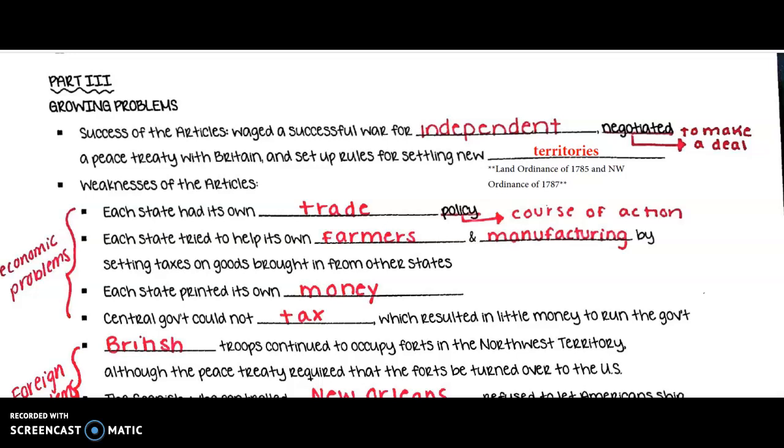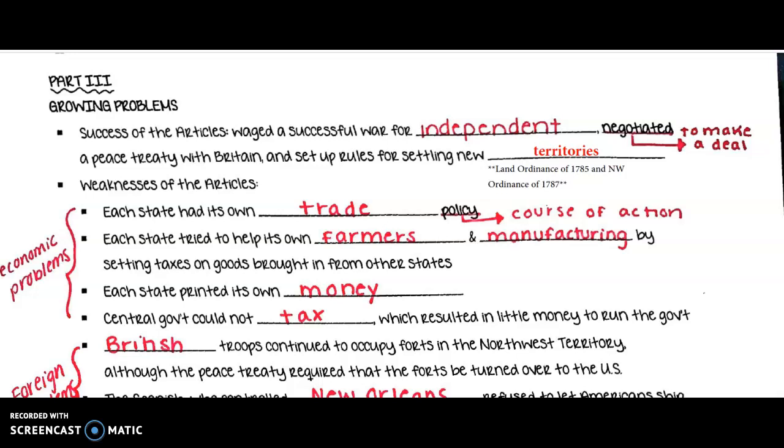So recently we have been talking about what the Articles of Confederation were, what powers were given to the national government, how they were limited. But today we're going to talk about some of the growing problems. Before we do that, I want to first start by saying there were a lot of successes of the Articles of Confederation. It waged a successful war for independence.